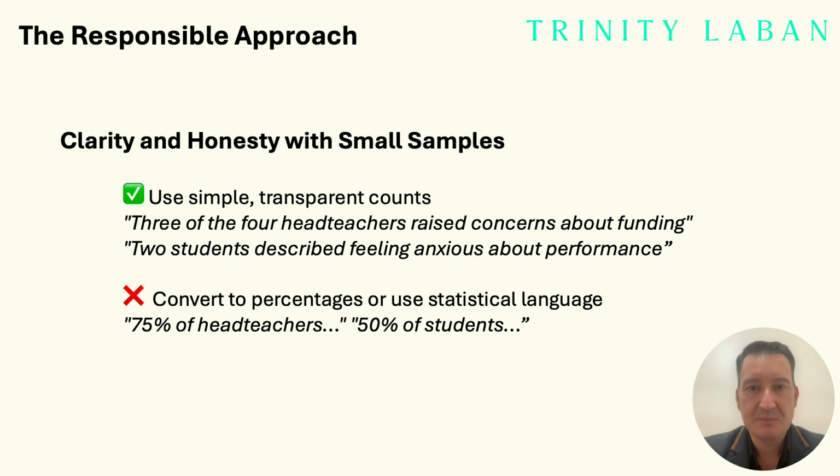So if you have a small sample, and you often will, particularly at the level that you're studying at the moment, you can simply embrace that. You're going to use simple counts, be transparent about the numbers, and focus on depth and richness of analysis, rather than trying to create a false statistical authority. As I keep on returning to in this slide, remember, quality, honesty, and appropriateness of claims matter far more than impressive sounding percentages.